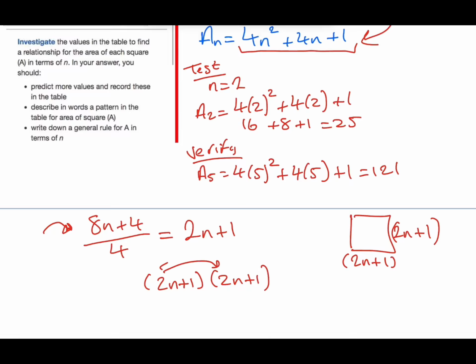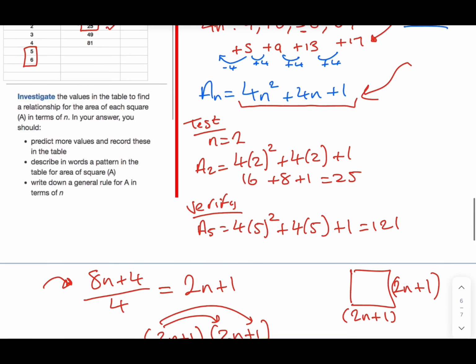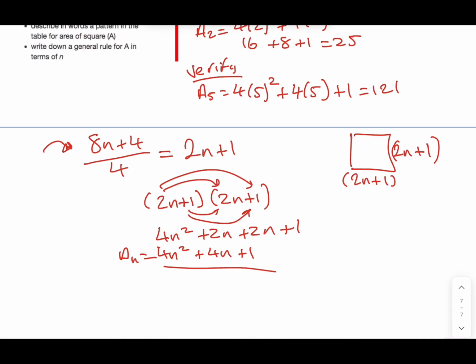So this would give you, if you do double brackets and you multiply, 4n squared plus 2n plus 2n plus 1. And if you simplify it, you get the same equation that we got in the sequence. And that is justifying our rule.